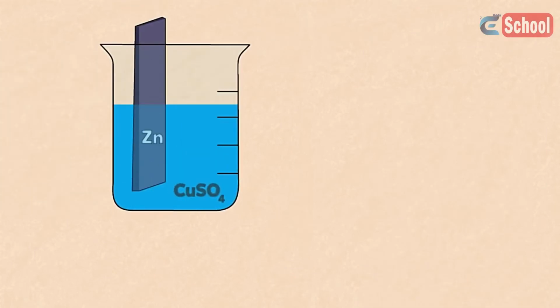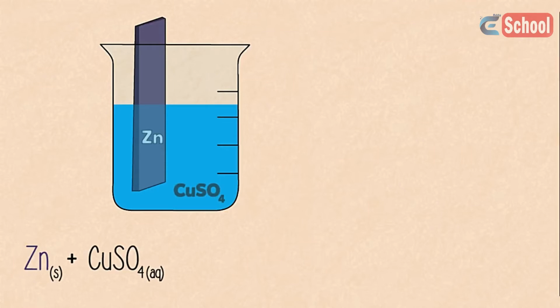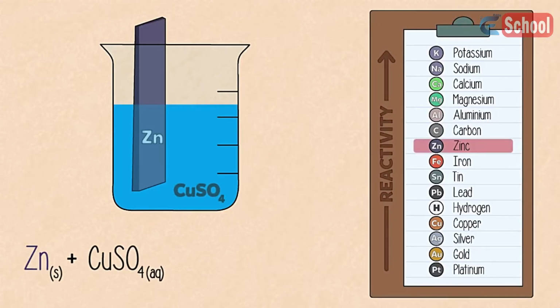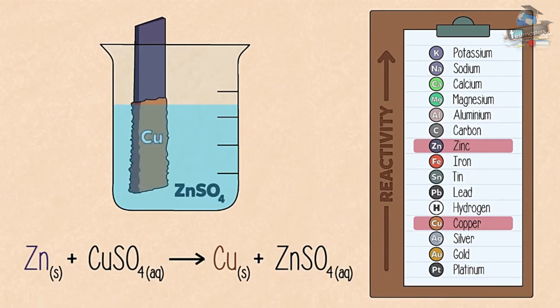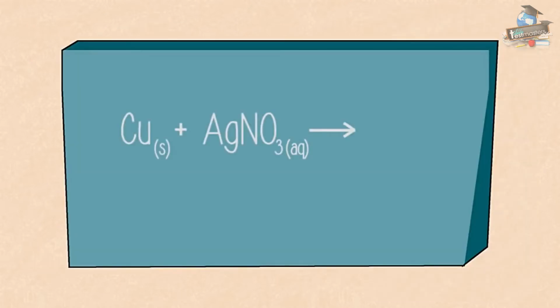When we add a strip of zinc to an aqueous solution of copper(II) sulfate, we can see from the reactivity series that zinc is more reactive than copper and can therefore displace copper in copper(II) sulfate. We can see this happening over time. The bright blue copper(II) sulfate solution gradually turns into colorless zinc sulfate, and copper metal begins to deposit on the zinc strip. Can you predict the products from this single displacement reaction?